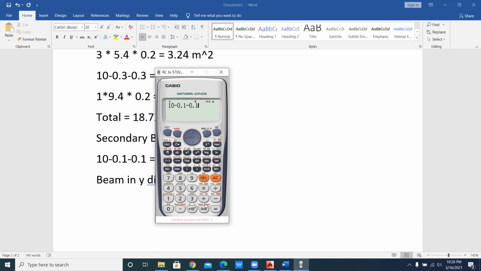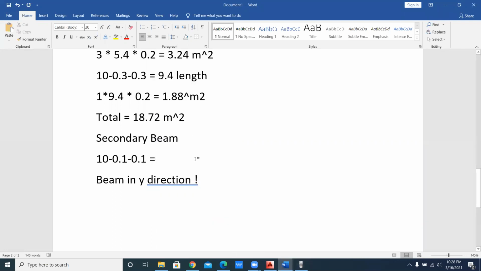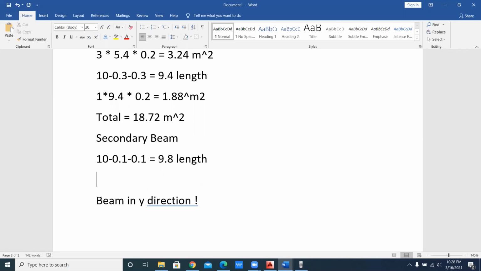Okay, normally you will find here 9.8. So first of all, when you find 9.8 here, that is your length. Now you have to find out the total depth. That is normally 1 secondary beam, multiplied by 9.8.